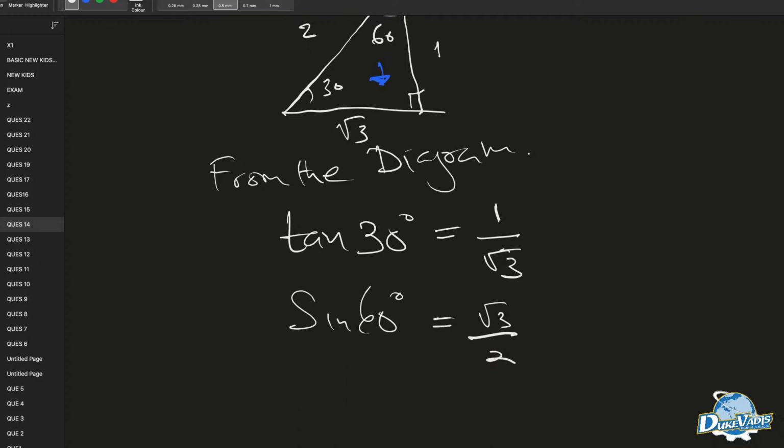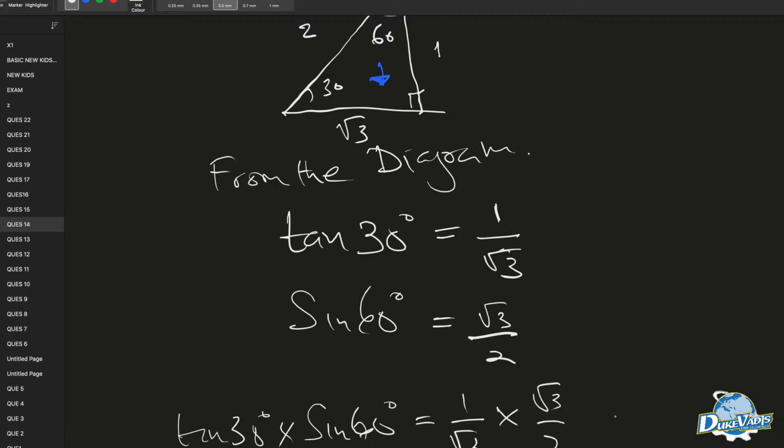And the question says what? Multiply tan 30 by sine 60. So multiply this by that. This will cancel this, so we'll be left with half. So that's what we're demanded to do.